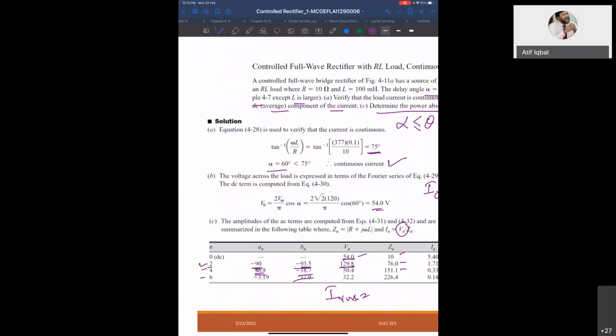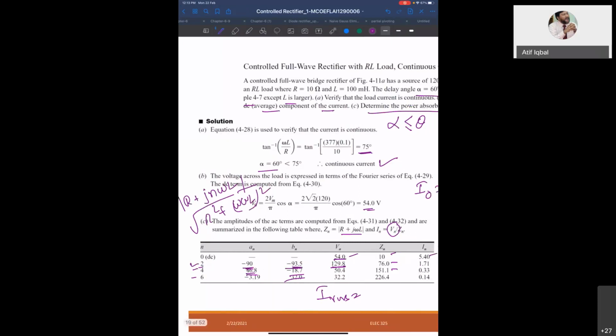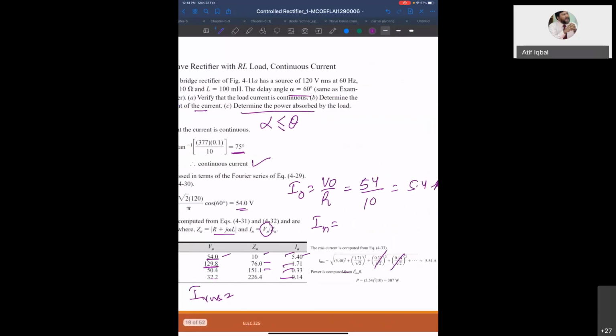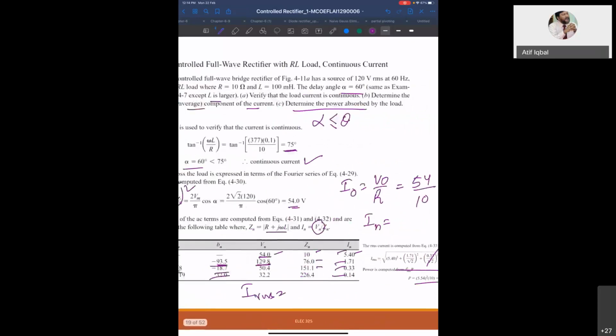And this is your impedance. Impedance is simple: R plus j n omega L. Take the magnitude of this, meaning the square root of R squared plus (n omega L) squared. So from here you can calculate, and then you calculate the harmonic currents, and then you can calculate the RMS current, and from there you calculate the power. Okay, do you understand this?